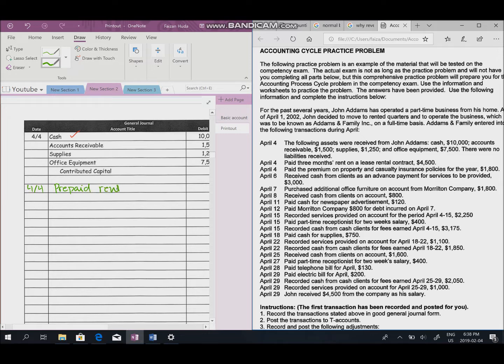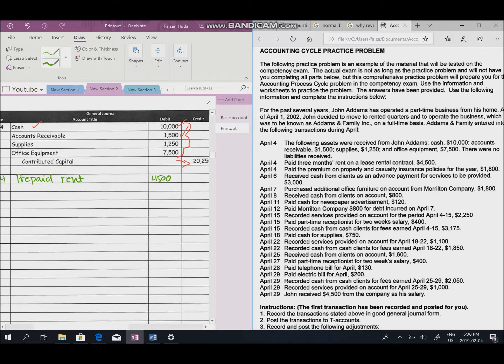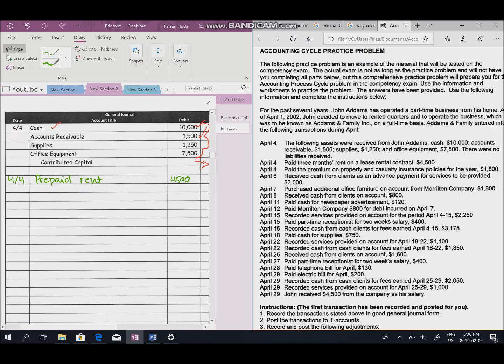And the reason why prepaid rent will go up is because we are already prepaying the rent beforehand, which is $4,500. So we'll debit it. Every time you increase an asset account, as I said before, you debit it. Now, the key word here is paid. When you pay something, that means your cash is going out. You're losing cash. Your cash is decreasing because you paid something.